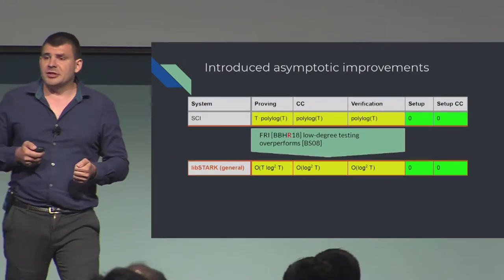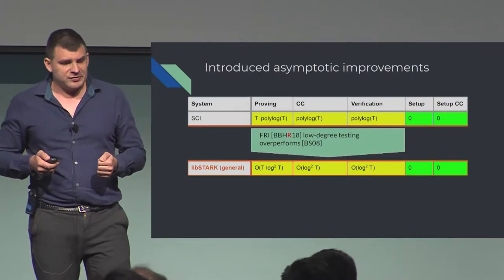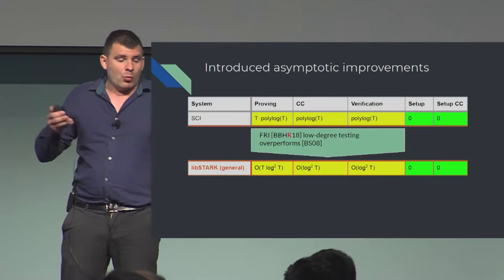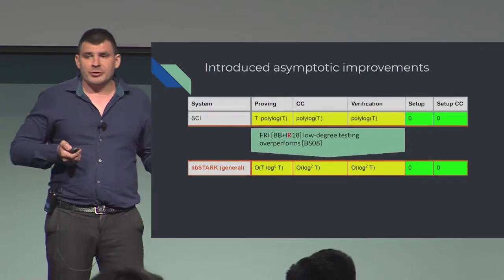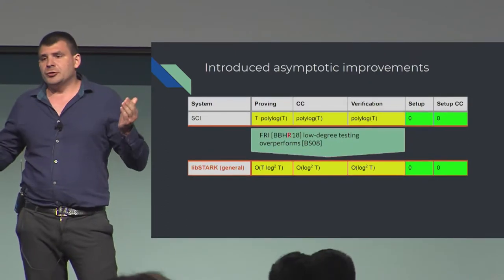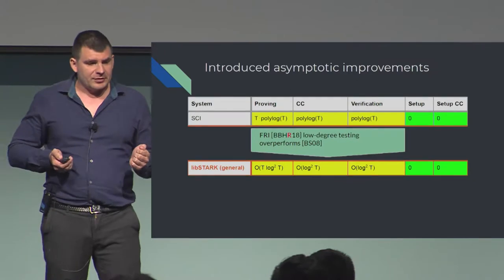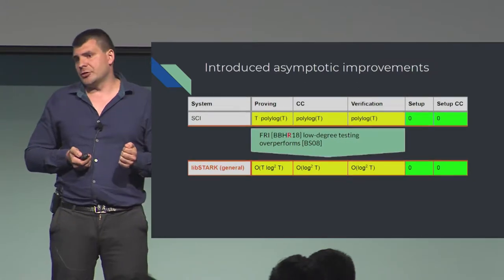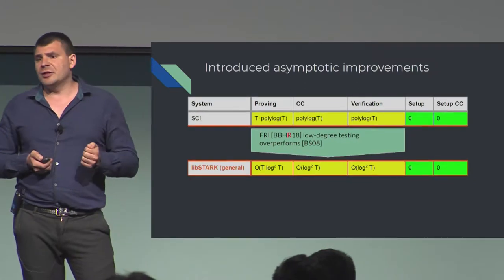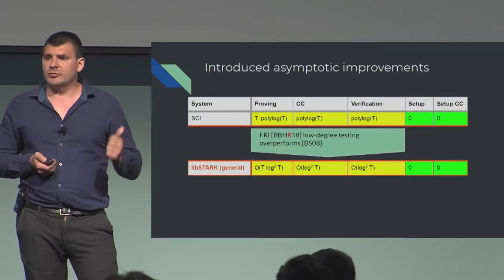So first optimization, from PSI to libSTARK. One of the optimizations that we introduced in libSTARK is to use the FRI low degree testing instead of the Ben-Sasson–Sudan low degree testing. The FRI low degree testing was introduced last year by the same authors of this paper.